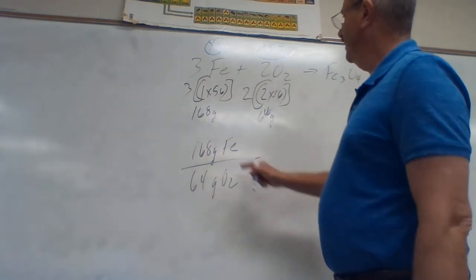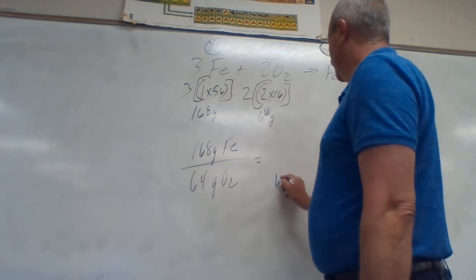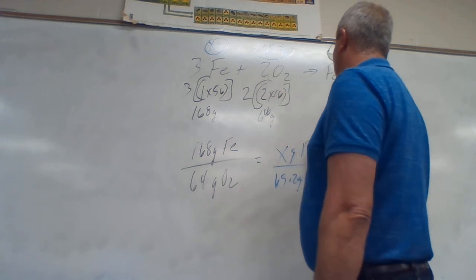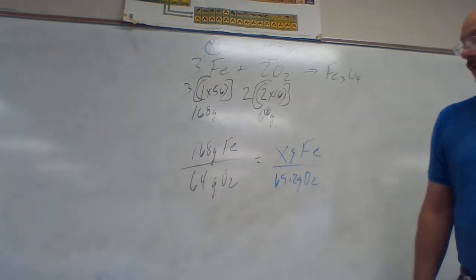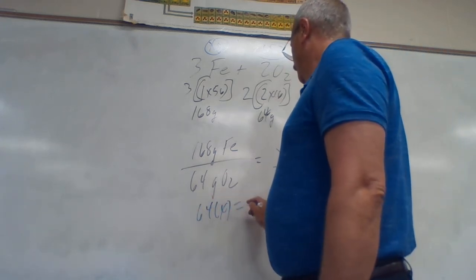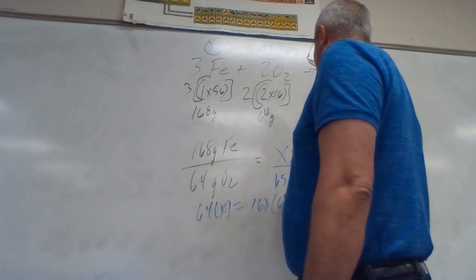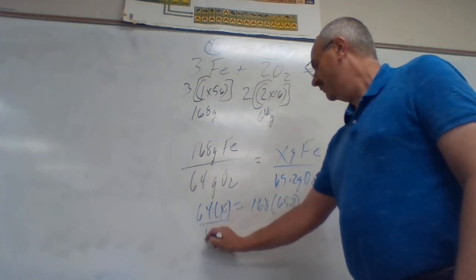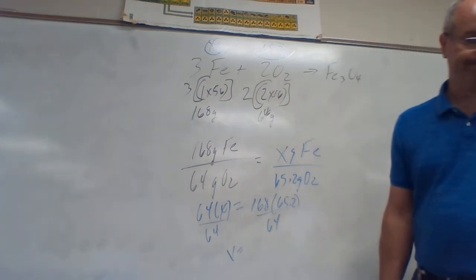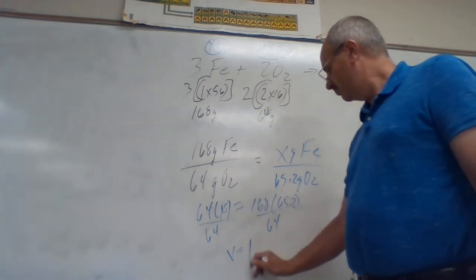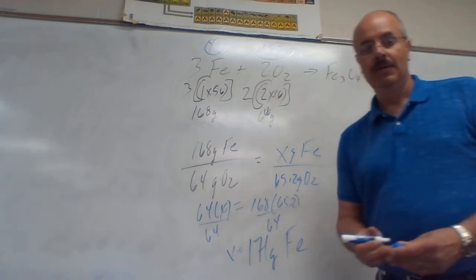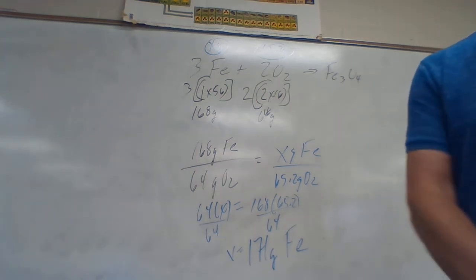And then I go to, well, I don't have 64 grams. I've got 65.2 grams of O2. We're going to find X grams of Fe. So from there, cross multiply: 64 times X equals 168 times 65.2. Divide by 64, divide by 64, and X ends up equaling 171. And that's grams of Fe that we just found out. So that's my final answer for number 8.